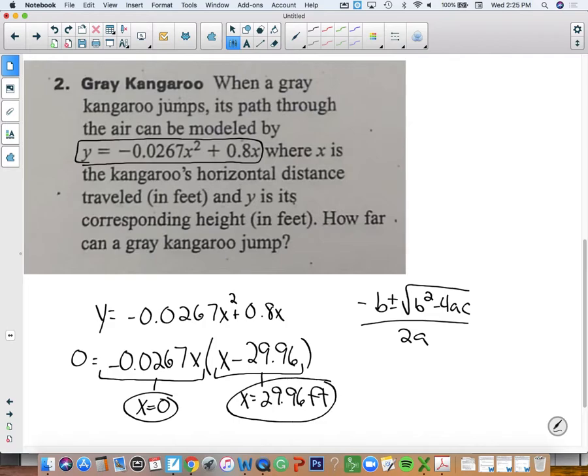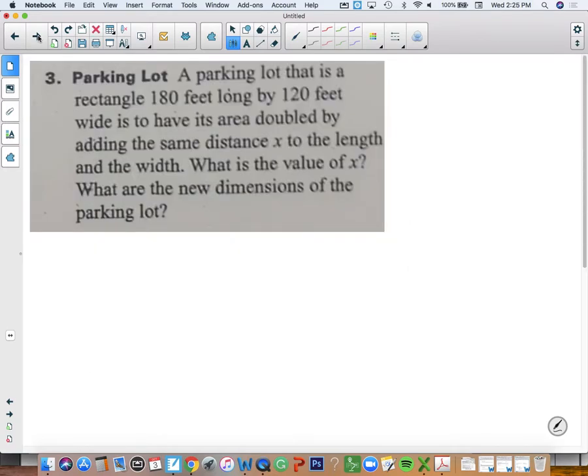Okay? Then you ask yourself, which one is going to tell me how far that kangaroo jumped? Well, obviously it should be the 29.96 because 0 is the beginning point. 0 feet, he didn't go anywhere, but we know he's jumping. Okay? So 29.96 feet. We don't care about how high, we just want to know how far. So that's it. Okay, that's the second problem. Another application to this stuff.